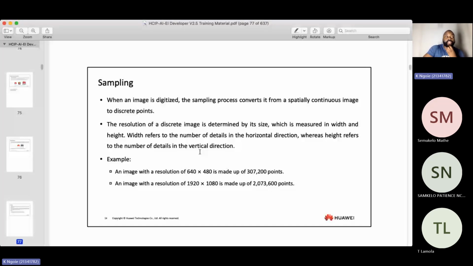All right, so the resolution of a discrete image is determined by its size. That's how you can see when you look at a camera, this is a 50 megapixel, this is a 20 megapixel. So that is spatial sampling, which refers to how the image is divided into pixels. Each pixel will capture the intensity and the color at a certain location. So the higher the spatial sampling, the more pixels, the higher the resolution, the more details.